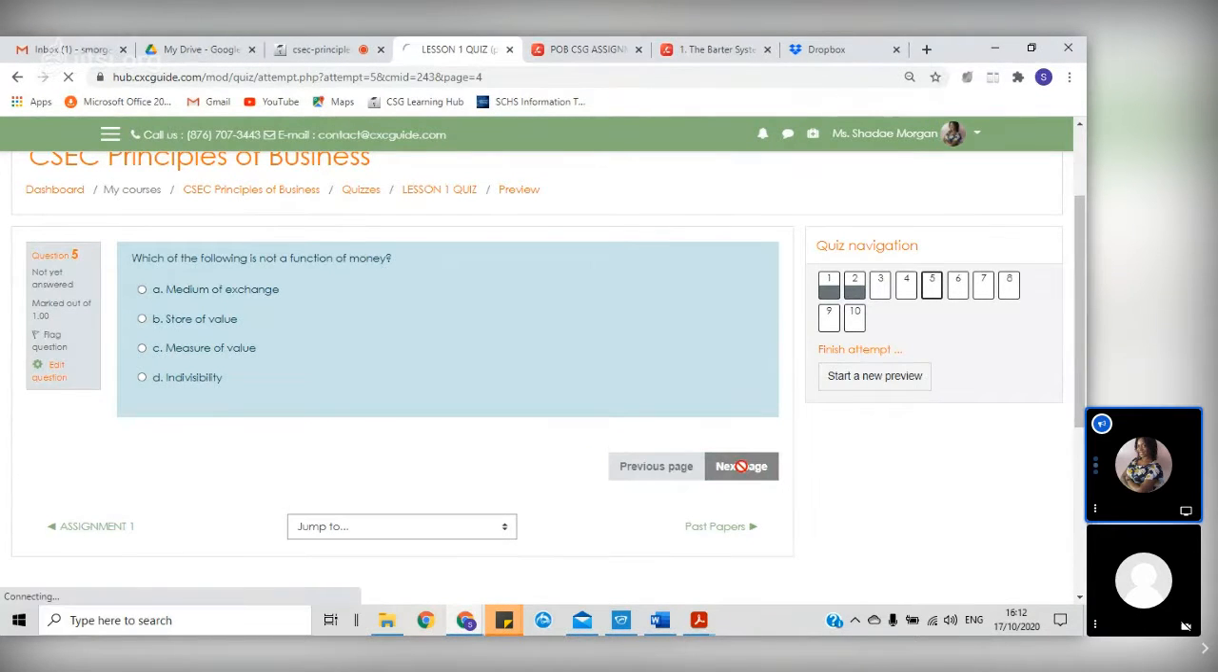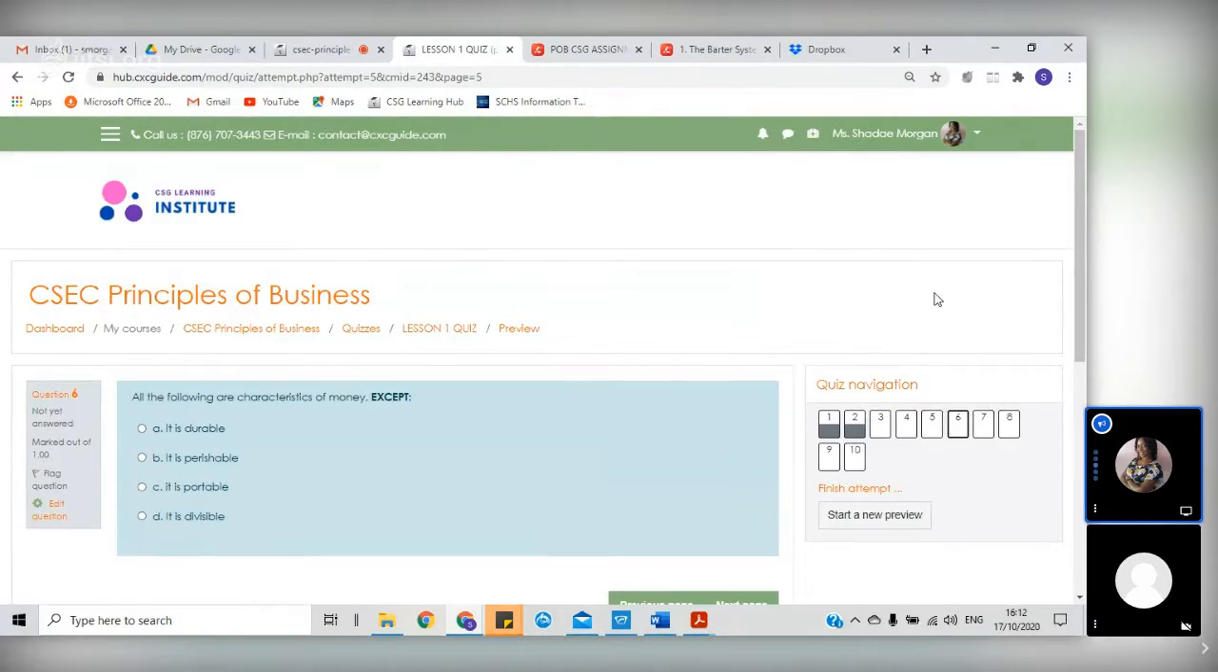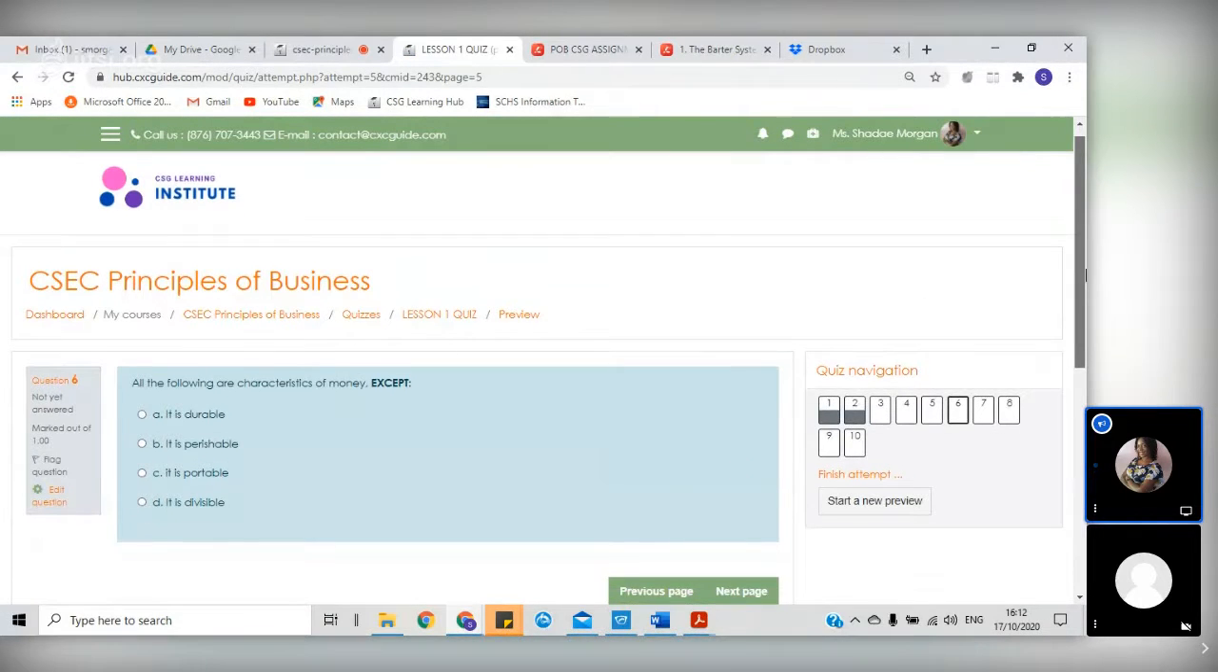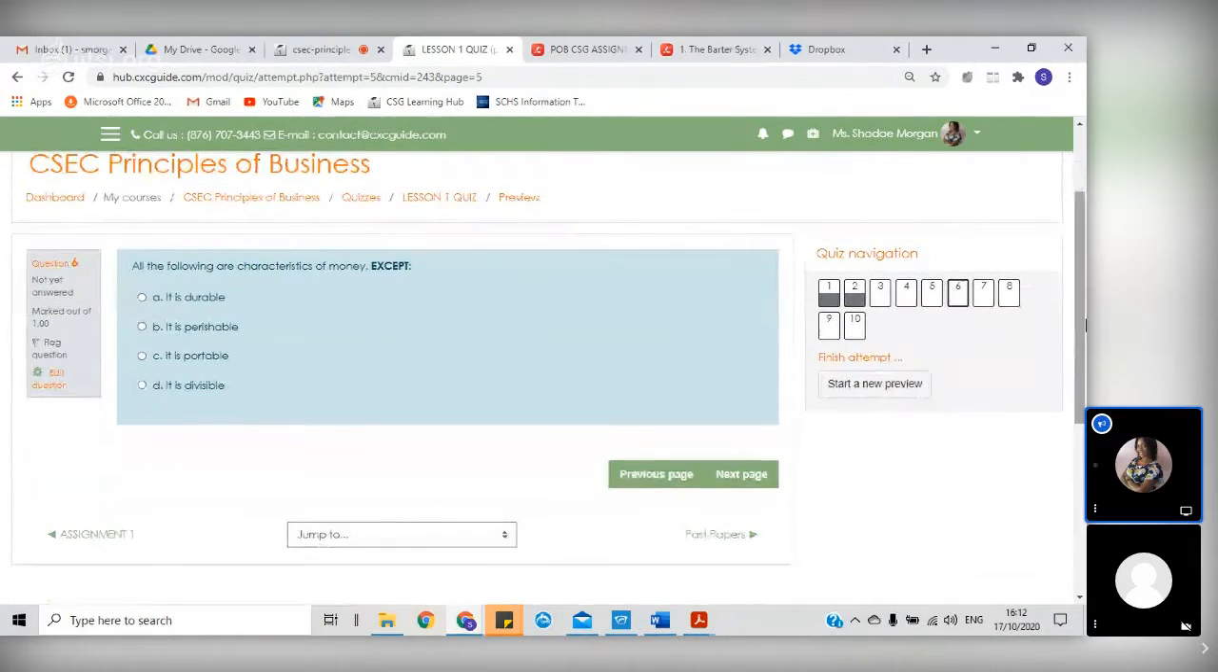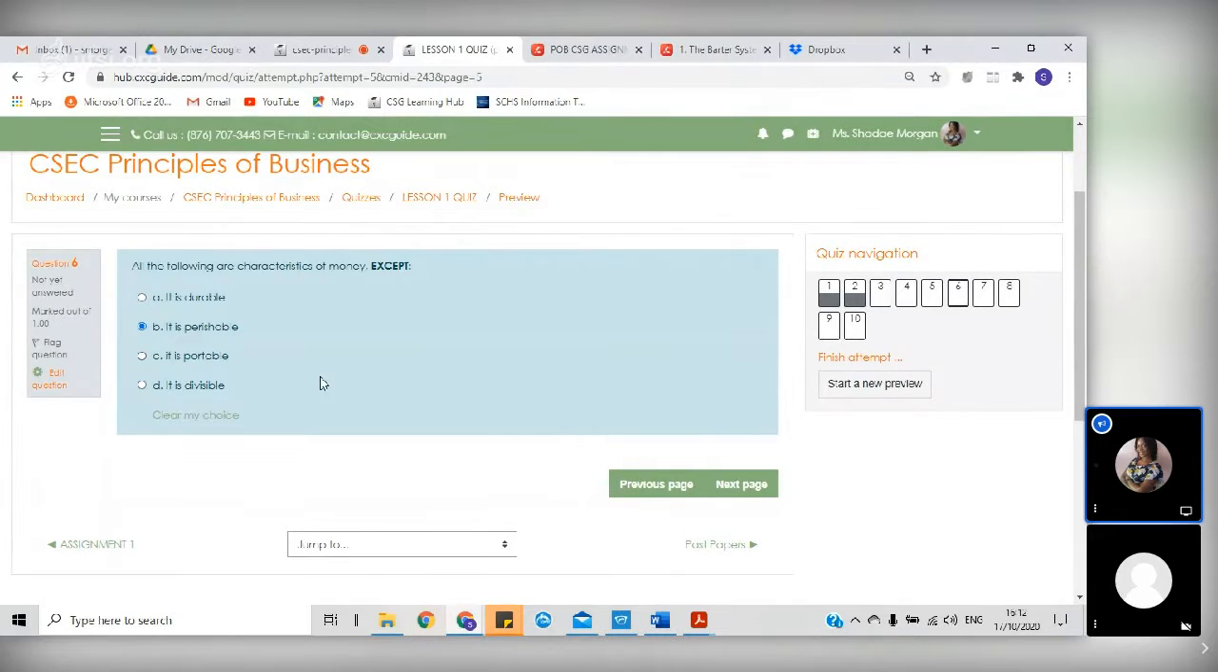All right, next question. All the following are characteristics of money except: it is durable, it is perishable, it is portable, and it is divisible. So which one of these is not a characteristic of money? B. Right, B, it is perishable. Next question.